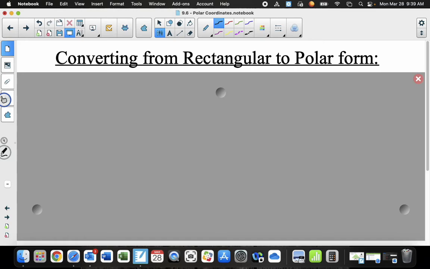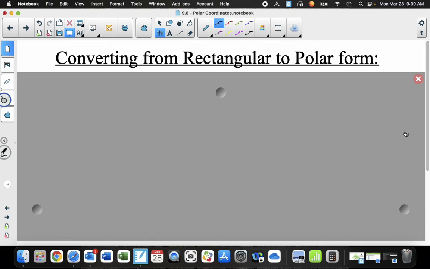So if you take a look, here's how we convert the opposite direction. You're going to be given a point, x, y, and you're going to convert to polar form, meaning you need the radius. You need to find what is r and what is theta. Those are the two pieces you need anytime you're in polar form.